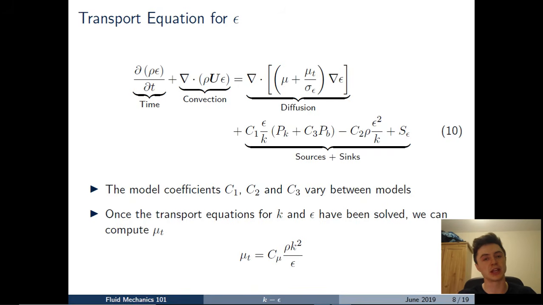Now, of course, just a reminder here that once we've solved these transport equations for k and epsilon, then we use equation 11 to calculate the eddy viscosity, put that back into the Boussinesq hypothesis and the RANS equations, and we can close the system.